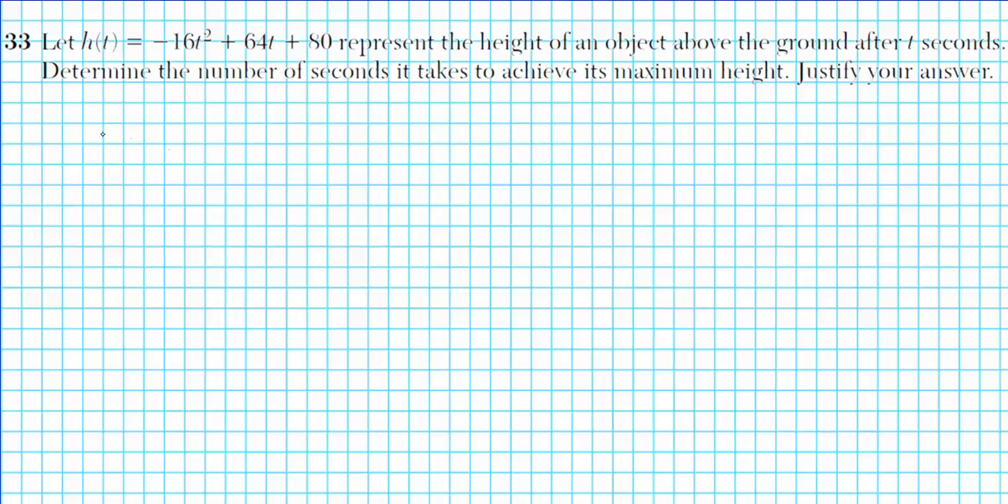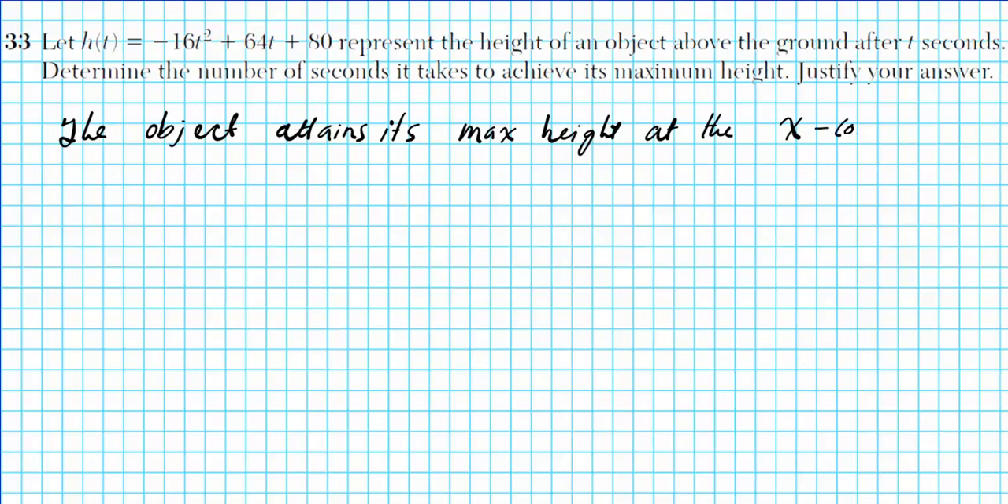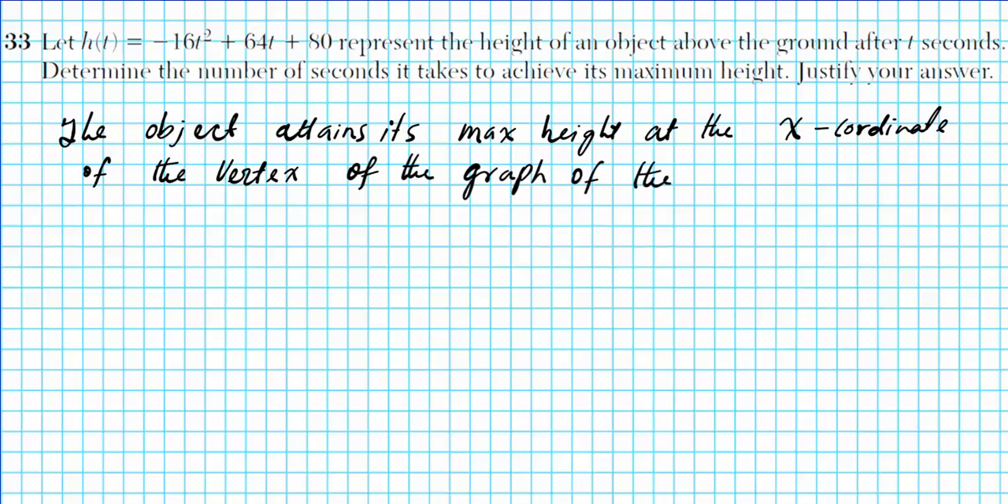So let's go ahead and write it down. The object attains its maximum height at the x-coordinate of the vertex. Okay? The vertex of the graph of the function. Okay? So that's what we are going to be looking for.